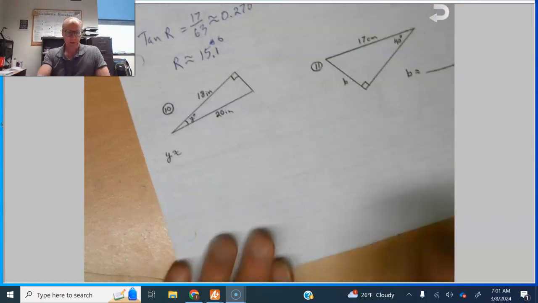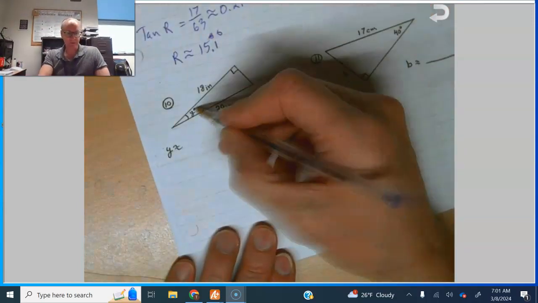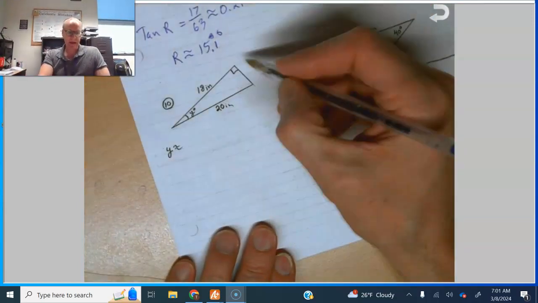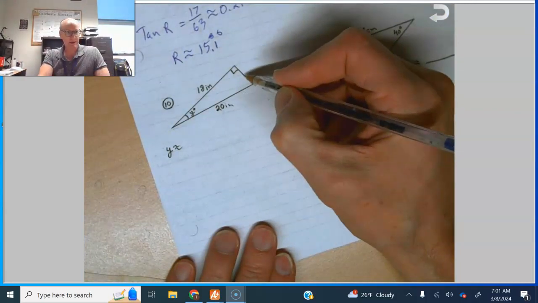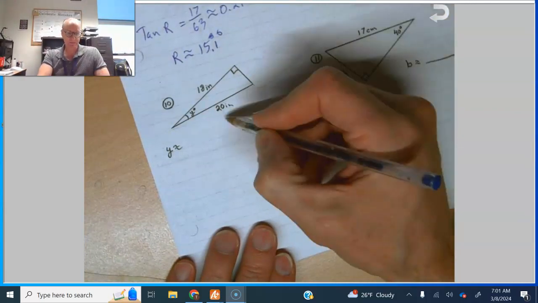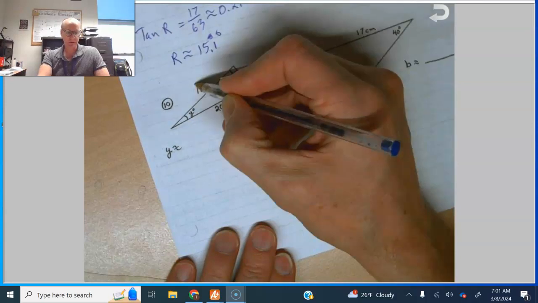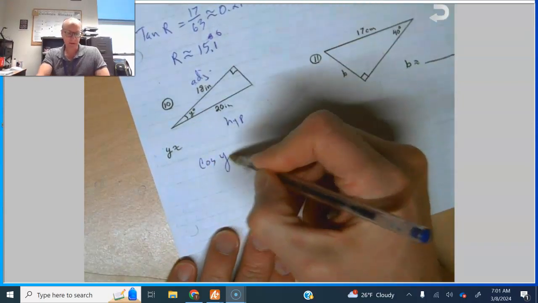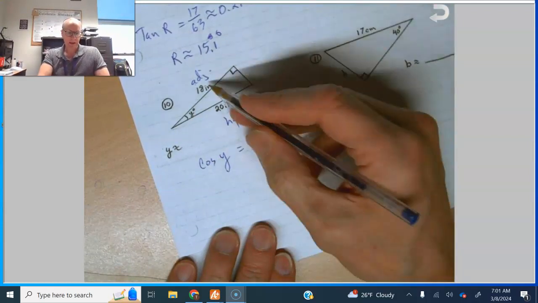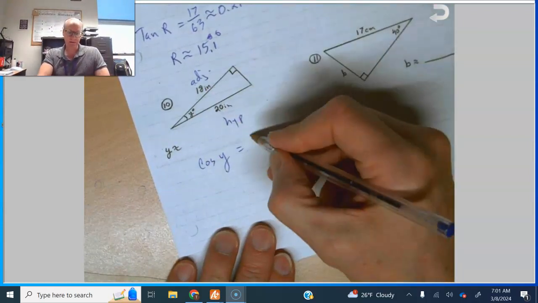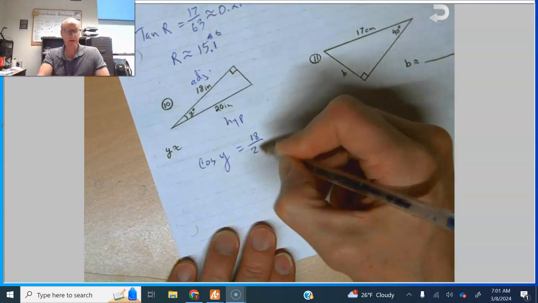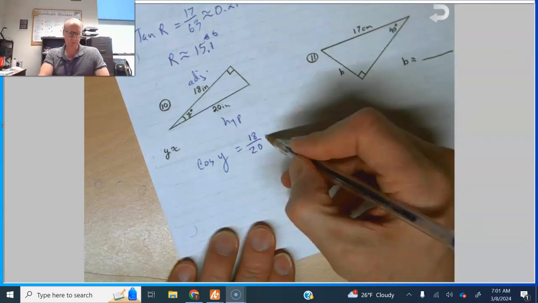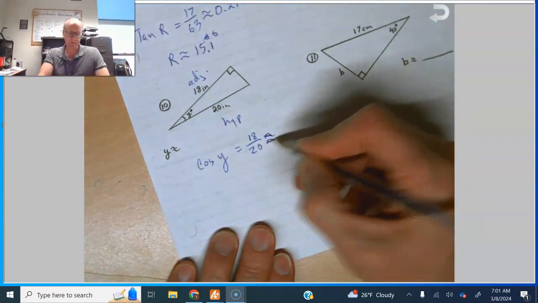Number 10, we've got an angle Y, that's a reference angle, and it's upside down. A lot of people are going to mess this up. Be careful, this is hypotenuse, this is adjacent, and we are talking about cosine. Cosine Y is equal to 18 over 20. Easy to make a mistake there. That is 9/10 or 0.9. In fact, it's exactly equal to 0.9.